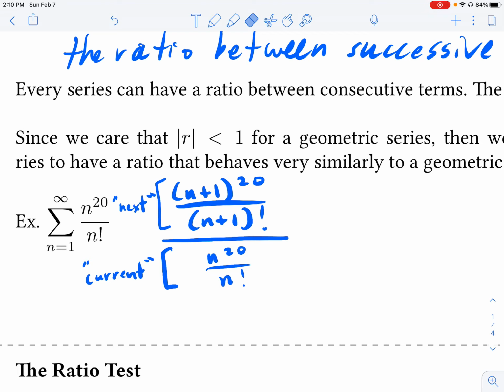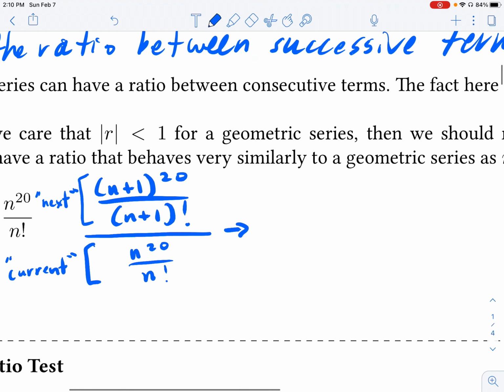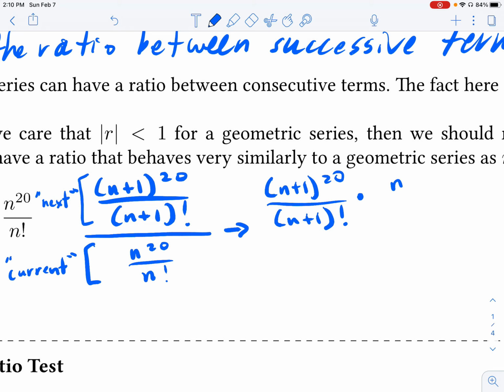Now we know that when we're dividing by a fraction, it's equivalent to multiplying by the reciprocal of the denominator. So I'm going to rewrite that. This would be equivalent to n plus 1, again, to the 20th power over n plus 1 factorial, and we're going to now multiply this by n factorial over n to the 20th power.